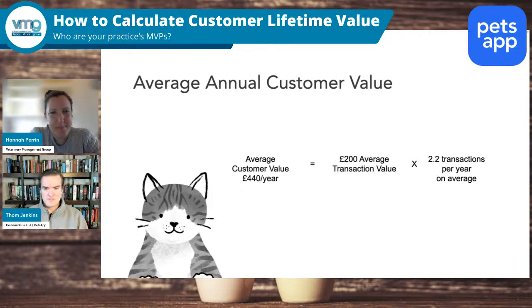So then what's our average annual value of the customer? Well, we're taking our average transaction value. I just put £200 in here to make it relatively easy to calculate. I've said that there'll be an average of 2.2 transactions per year. And so we get to an average customer value of £440. That's just £200 times 2.2.